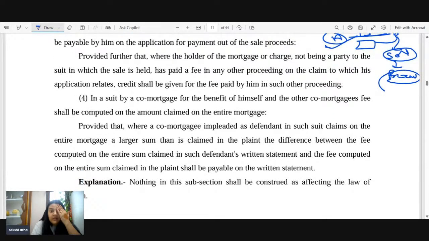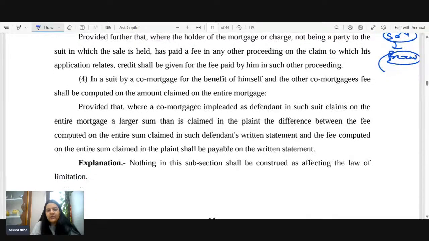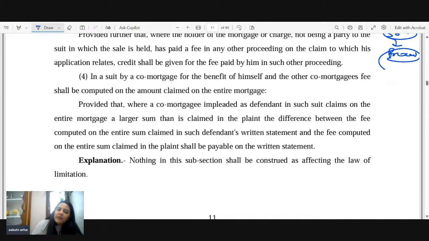Then subsection 4, these provisos are not important from your prelims perspective. You can just skip this. Okay. Subsection 4 says in a suit by a co-mortgagor for the benefit of himself and the other co-mortgagors, fee shall be computed on the amount claimed on the entire mortgage.